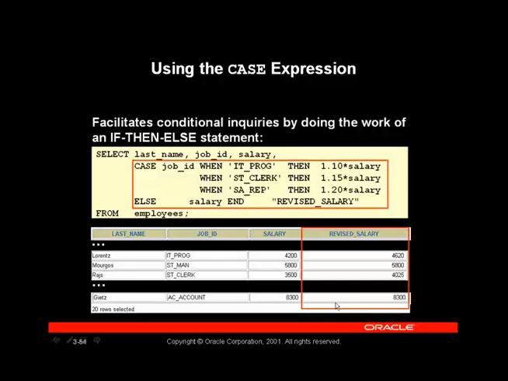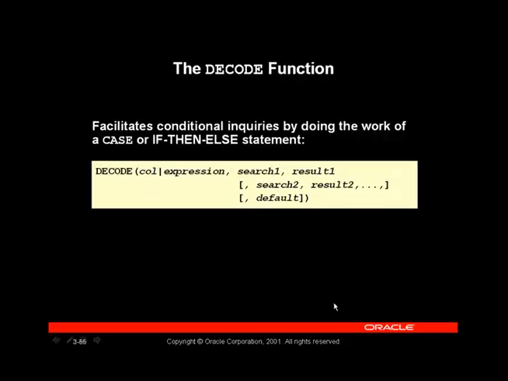Meanwhile, the DECODE function, on the other hand, achieves basically the same thing, only that it's written differently. It's written as such: DECODE, you put your column or expression, then you put the first search condition. If the column or expression evaluates to this, then it will return result 1, and you can cascade this as long as you want, and put a default value, which will be the value that it results in if all your conditions are not met.